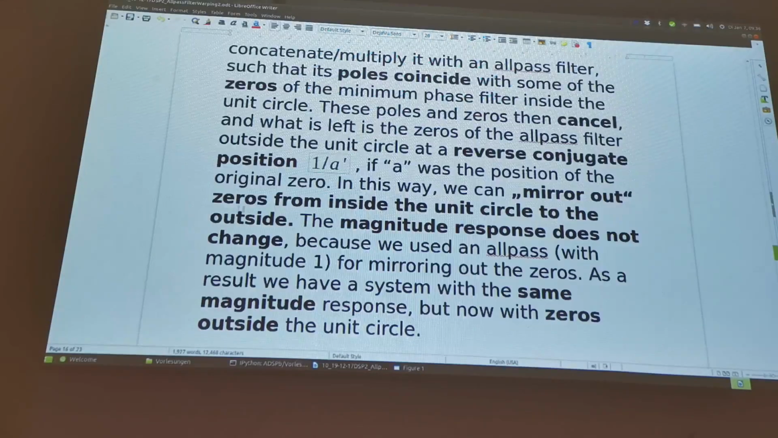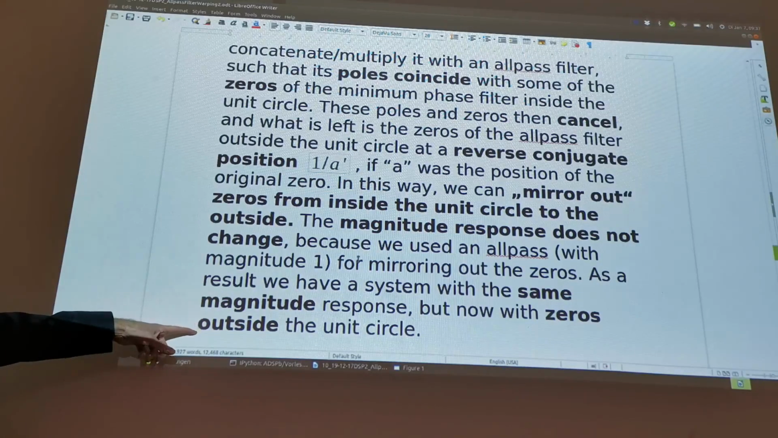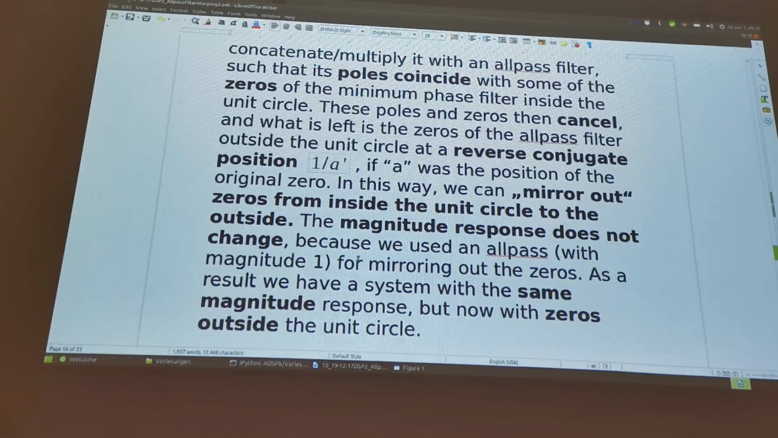Right, so in this way we can mirror zeros from the inside of the unit circle to the outside. The magnitude response does not change because we used an all-pass with magnitude 1 for mirroring out the zeros. So as a result, we have a system with the same magnitude response, but now with zeros outside the unit circle. So now we know how to go from zeros inside the unit circle to zeros outside the unit circle, but still have the same magnitude. Right? We just mirror it from inside the unit circle to outside to get different phases, but same magnitude. Now we can also go back. Right? We can use this linear phase filter and mirror from outside the unit circle to inside, and we know we will have the same magnitude, but now have different phases with minimum phase.